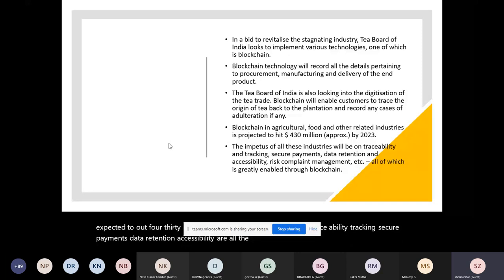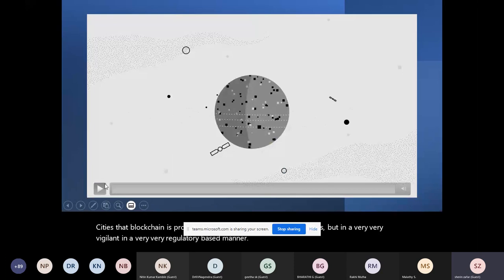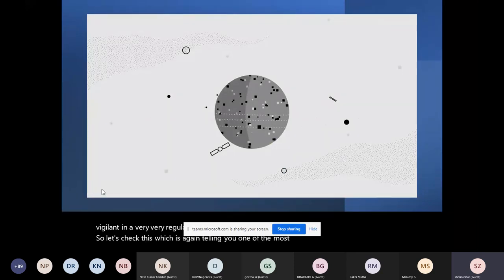And it's important that traceability, tracking, secure payments, data retention, and accessibility are all important facilities that blockchain is providing. So we should go with these facilities, but in a very vigilant, regulation-based manner. So let's check this, which is again telling you one of the most important specifications of why IoT and blockchain are utilized so much.